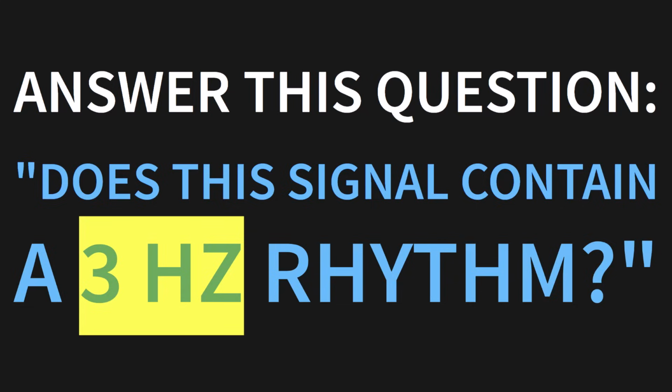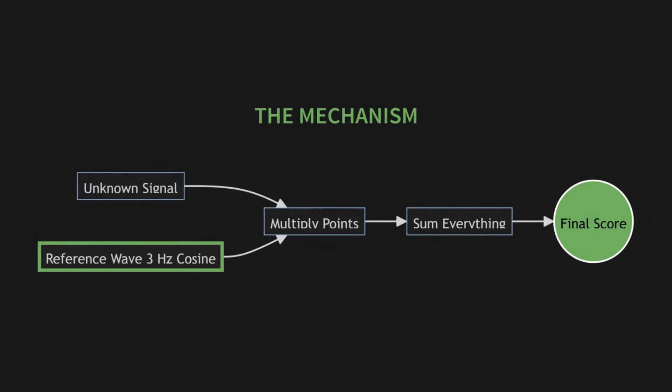We're not trying to find all the rhythms yet, just this one. So, how does it work? What is the mechanism? The core idea is incredibly simple, and it's actually the foundation of the entire Fourier Transform. As you can see in this little diagram, we take our unknown signal, and we also take a perfect reference wave, a clean 3 Hz cosine wave. Then we multiply them together point by point, and finally we sum everything up to get a final score.